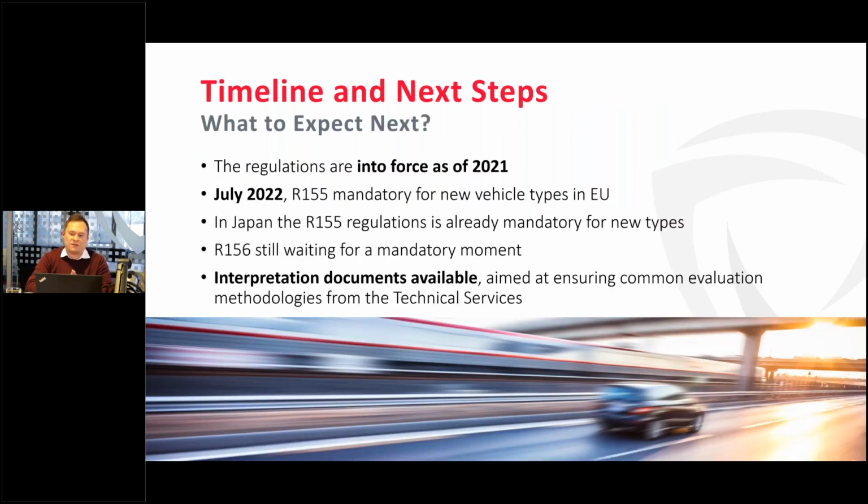Finally, as a set of next steps, the two regulations, R155 and R156, are currently alive. They came into force at the beginning of last year, 2021. From July this year, the R155 regulation will become mandatory for new vehicle types in the European Union. In Japan, for example, the regulation is already required since last year for new vehicle types. It was one of the first countries that officially adopted the regulation.